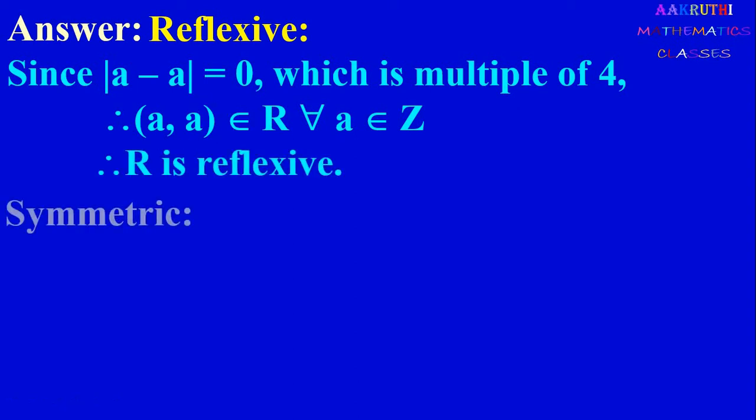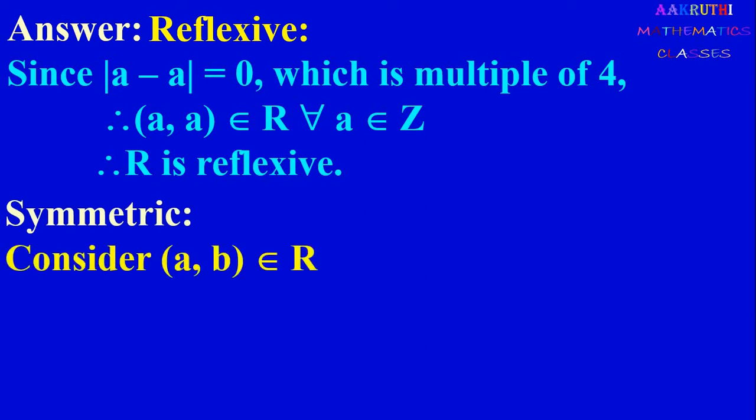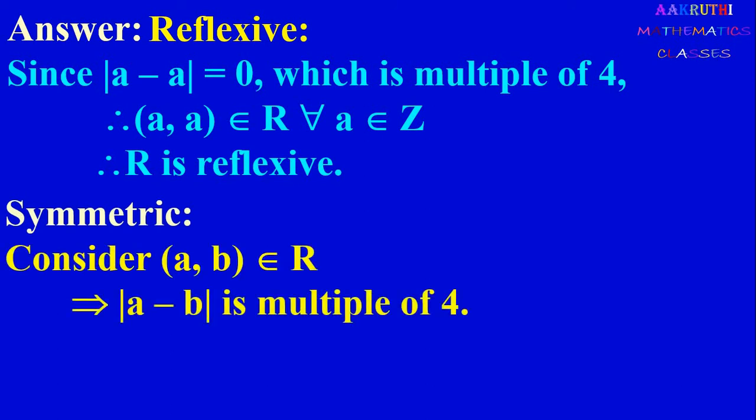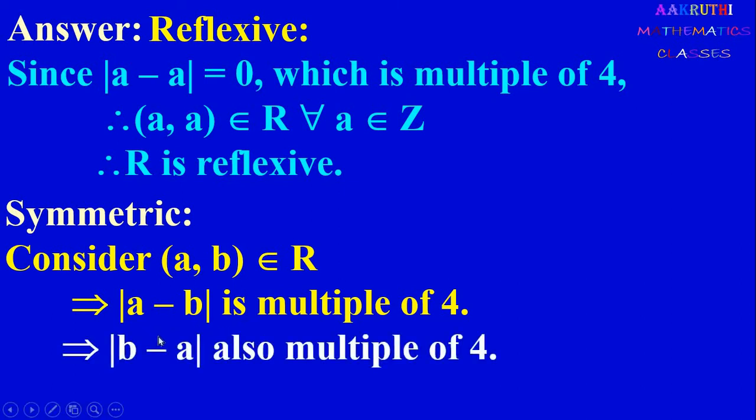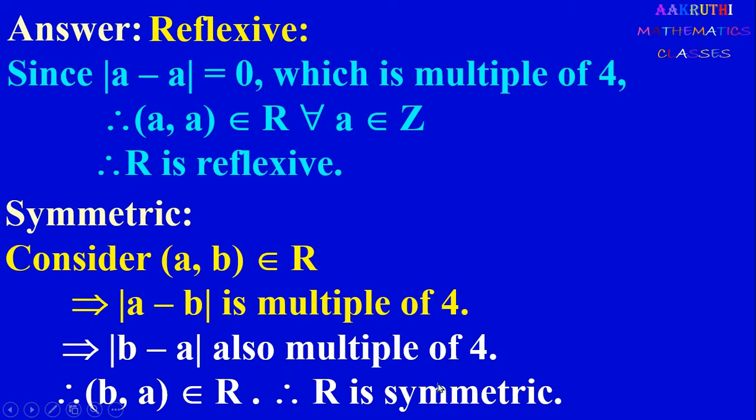So next we consider symmetric. Now we consider (A, B) belongs to R. So that implies |A − B| is a multiple of 4. If |A − B| is a multiple of 4, then |B − A| is also a multiple of 4. So (A, B) belongs to R implies (B, A) also belongs to R. Therefore, this relation is symmetric.